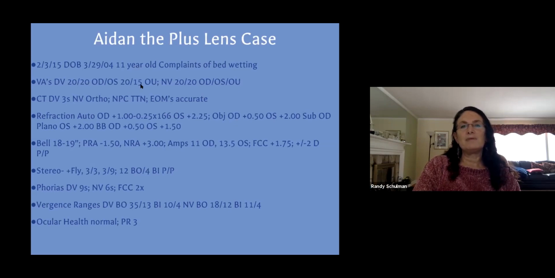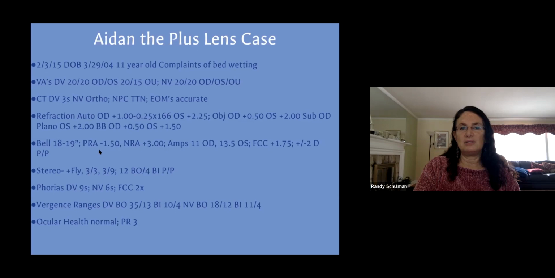Aiden was an 11-year-old, and he had some complaints of bedwetting. A little ESO at distance on the cover test, seeing very clearly, but you can see on auto is a +1 on the right, +225 on the left. Objective, similar. Subjective, plano on that right eye and +2 on the left, but balance is at +50 and +150. PRA is a little low, amps are low for his age.